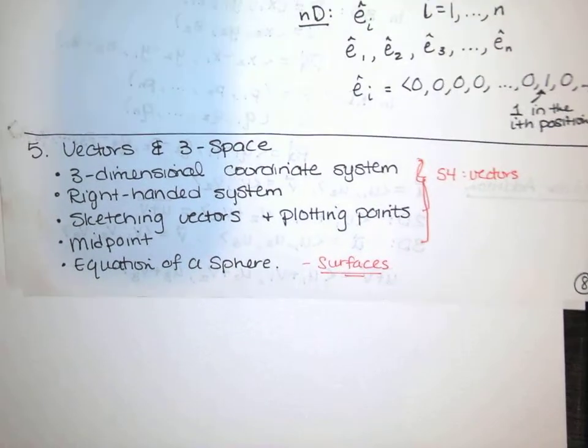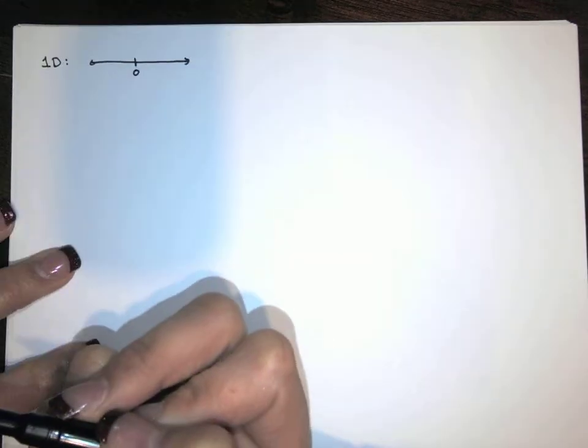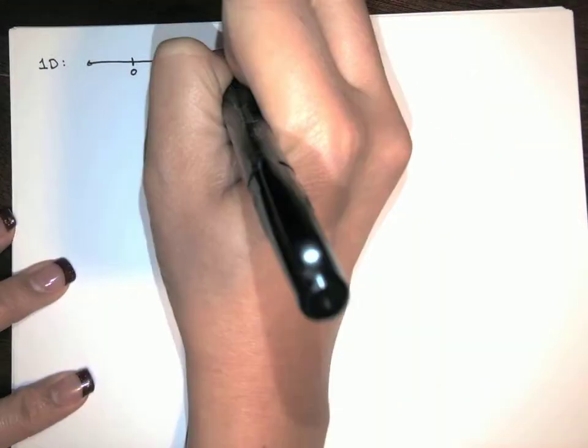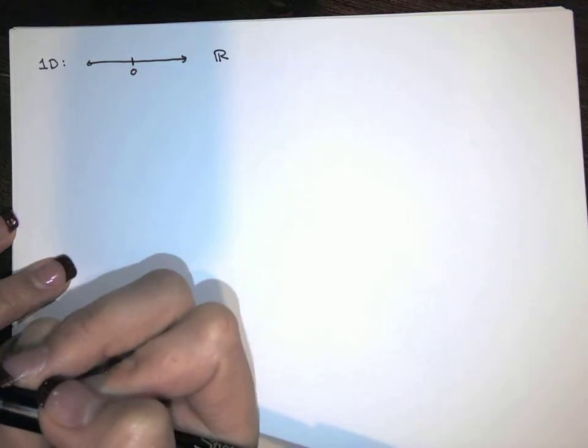Okay, so let's talk about the three-dimensional coordinate system. I always like to generalize. I like thinking about dimensionality. So one dimension, just like the x-axis. There's our 0, and it goes from negative infinity to infinity. Maybe that's all real numbers.